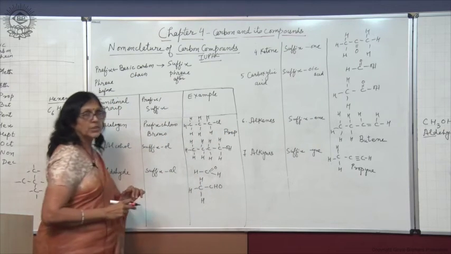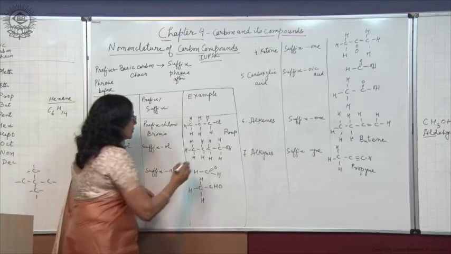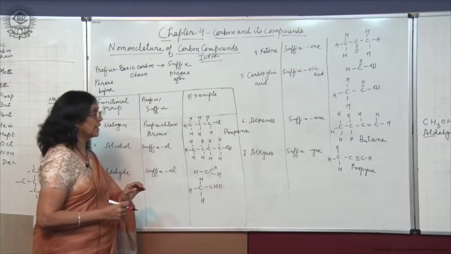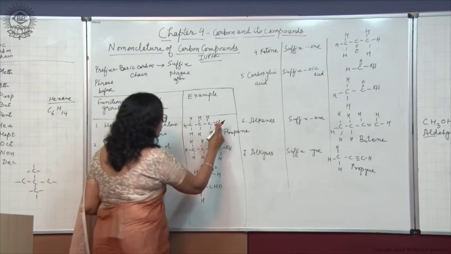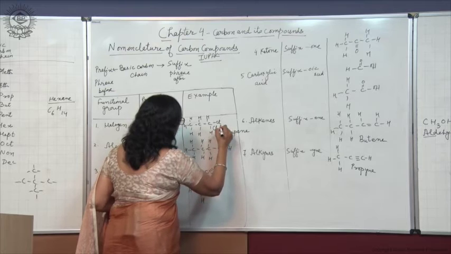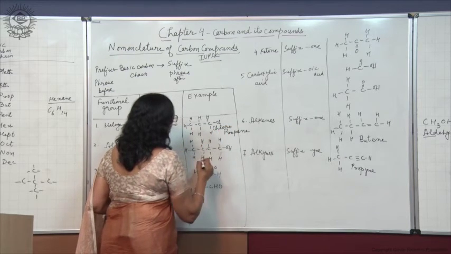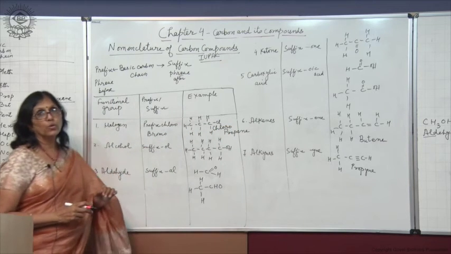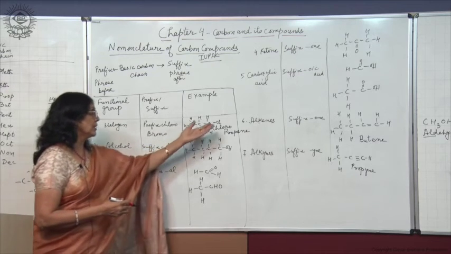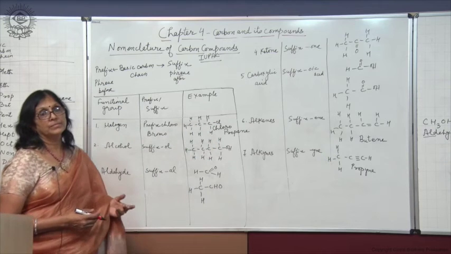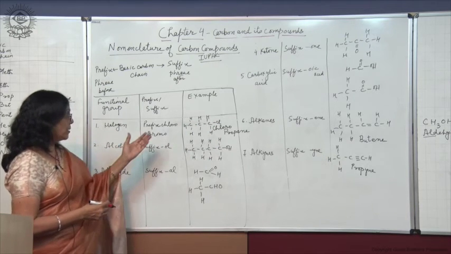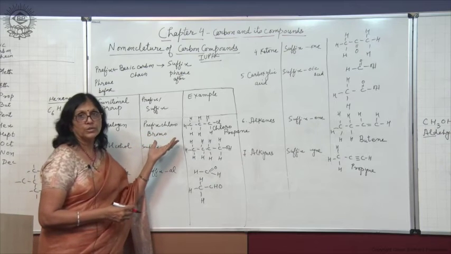All bonds are single covalent bonds, so it is "ane" for alkanes, and there is a chlorine atom which will be written as a prefix. So, the IUPAC name of this compound is chloropropane. If in place of chlorine there is bromine, it will be bromopropane and so on. So, the same type of rules are followed in each case.